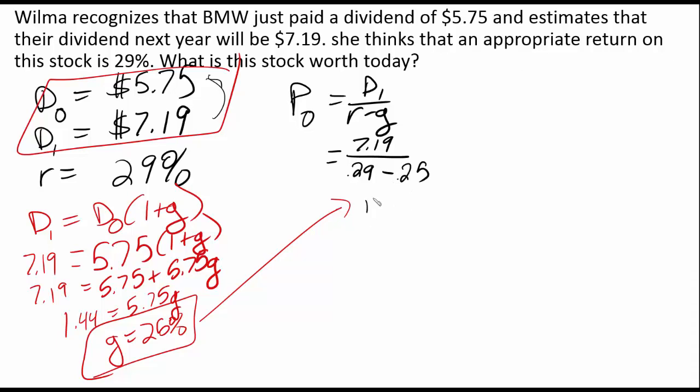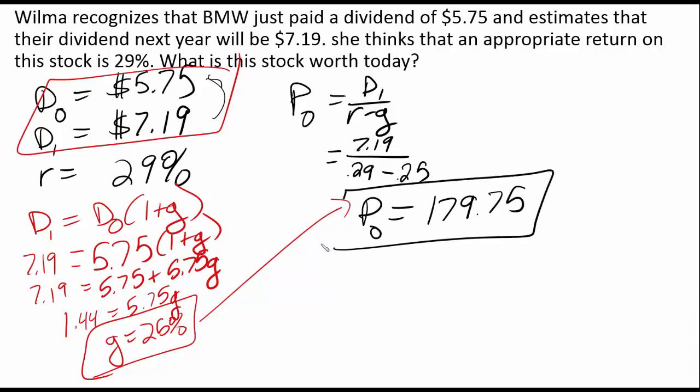And then we do the math here. And so that's telling us that our current price here is going to be $179.75. Okay. So this didn't give us everything that we needed to just plug it right in. We had to do a little bit of thinking about the problem and the information that we were provided in order to come up with the actual solution.